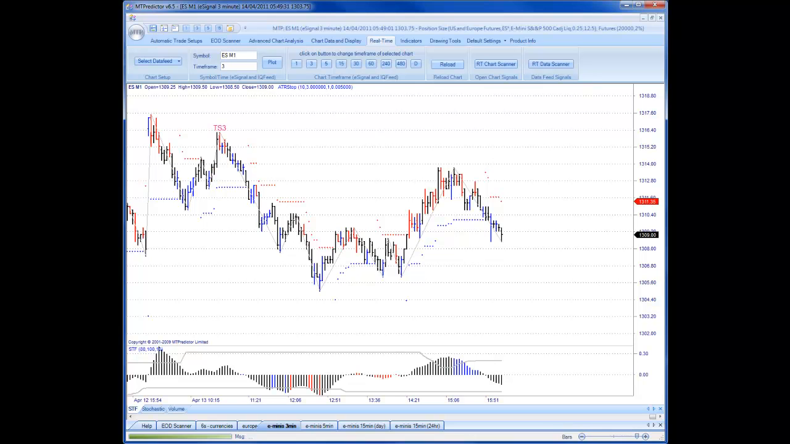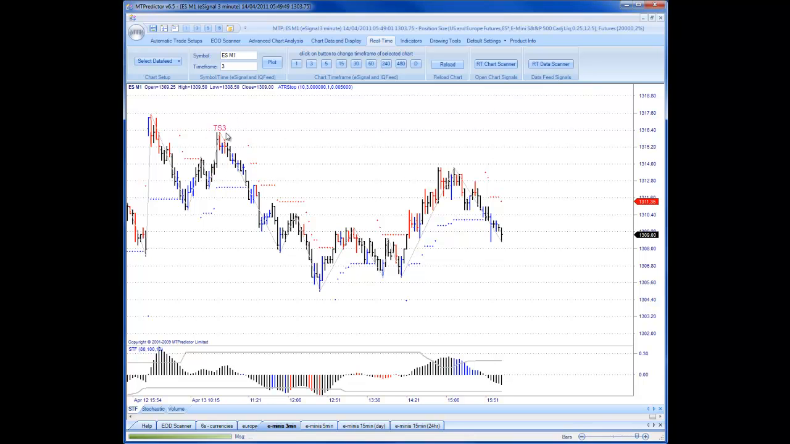Today I'd like to look at another great example of what I call my holy grail setup, this time on the 3-minute ES. This is the E-mini of the S&P 500 in the USA. Here I'll be using MTPredictor 6.5. So this is the setup I'd like to be looking at.